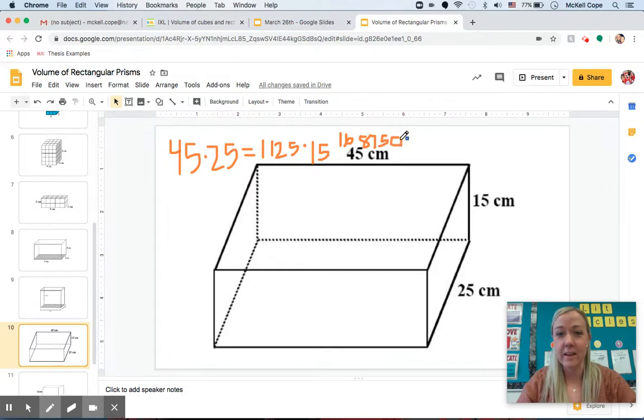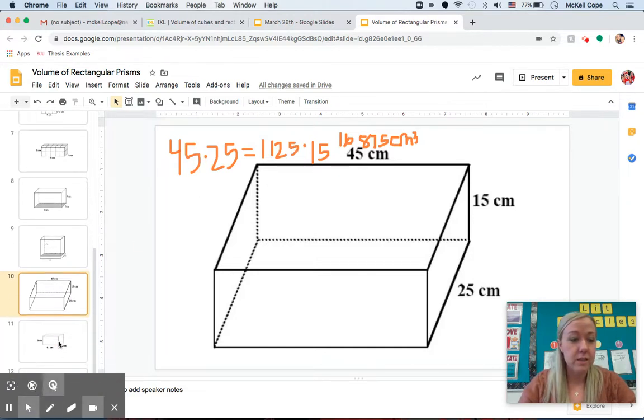And that is again in cubic. Wow, that was ugly. Cubic centimeters. Okay, so check your work. If you didn't get it right, maybe go back and try it again and see what you did wrong. All right, let's move on to the next problem.